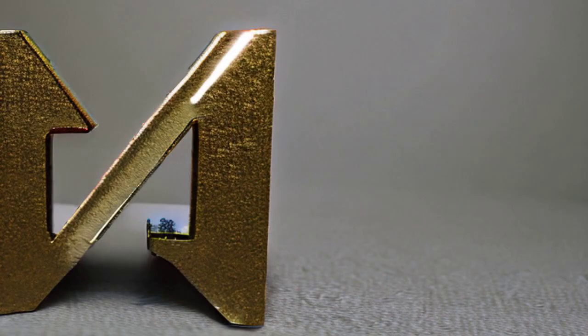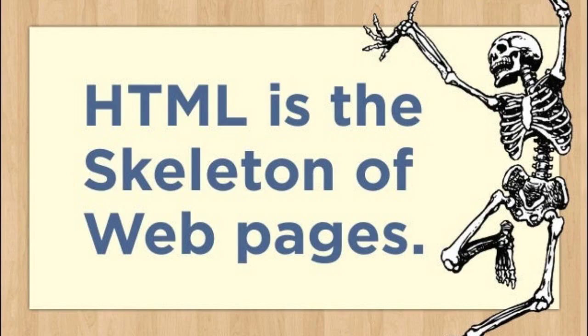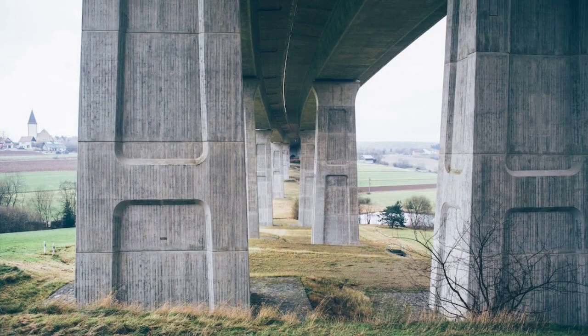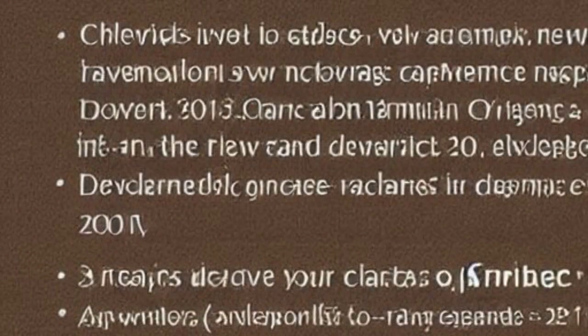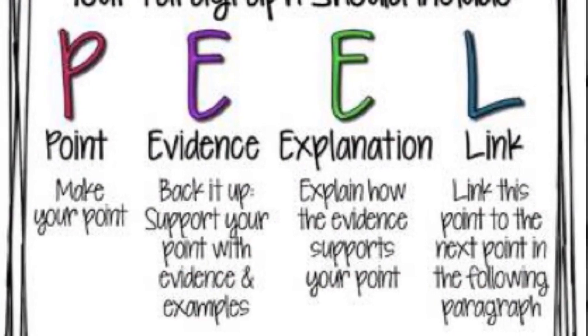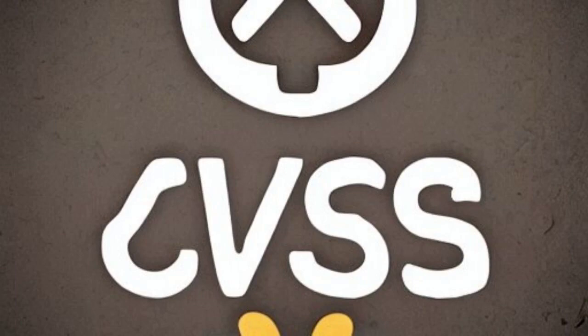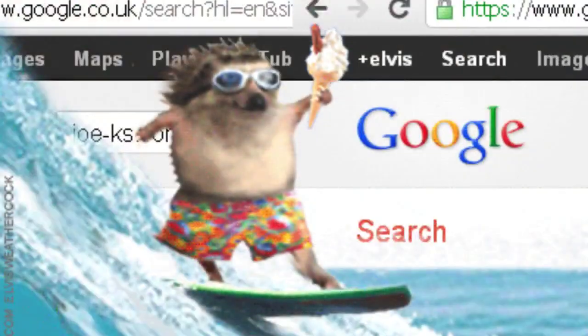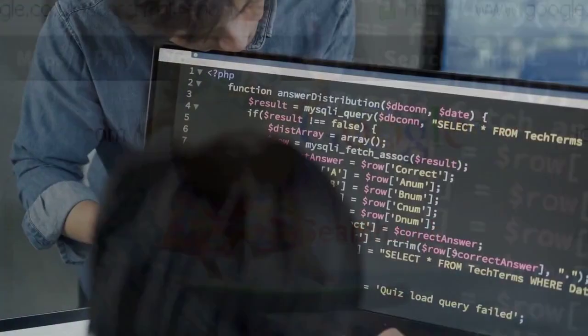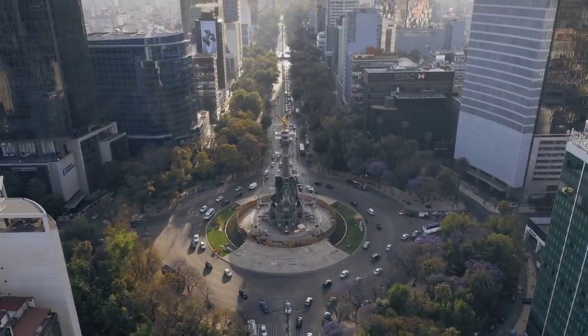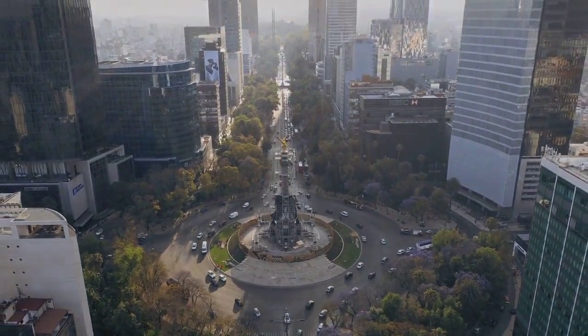This is the foundation. HTML is like the skeleton of a web page, defining its structure and content. It's all about headings, paragraphs, images, and links. CSS, cascading style sheets. CSS adds beauty to the structure. It's like the skin and makeup for your web page. It controls how things look: colors, fonts, layout, and more.